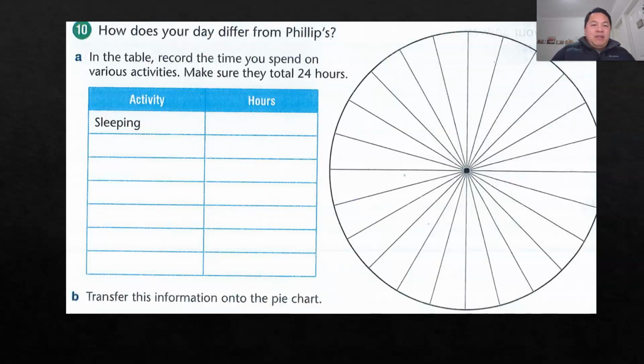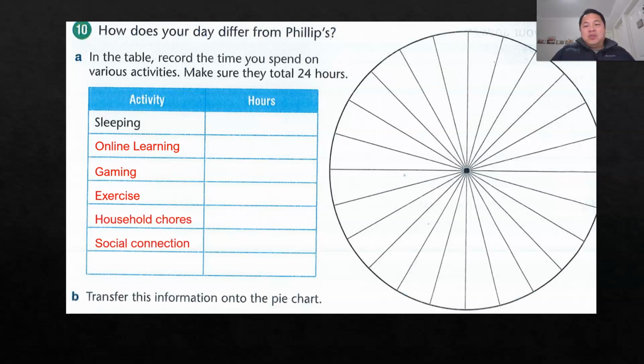So this is my recommendation. Again, it might be different, I leave it to you to decide. I give you some components that you can consider, like online learning, gaming, since some of you may be involved in gaming, exercise, household chores, social connection with your friends, or others. Put them in terms of hours, and then from here, do a shading using various colors. Write down the component's name, like what Philip did.